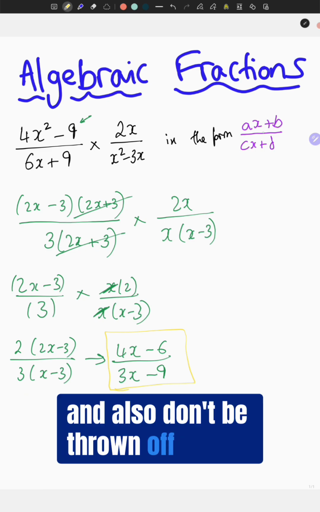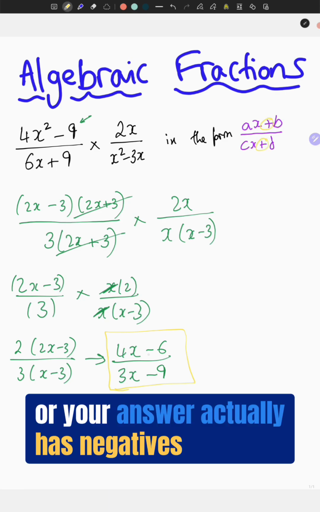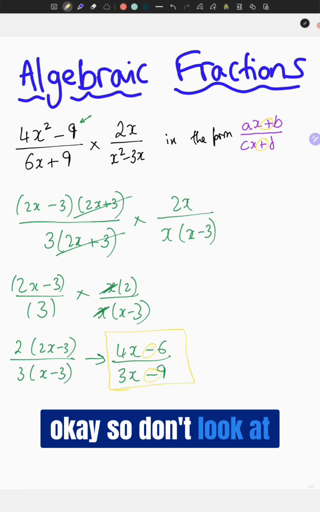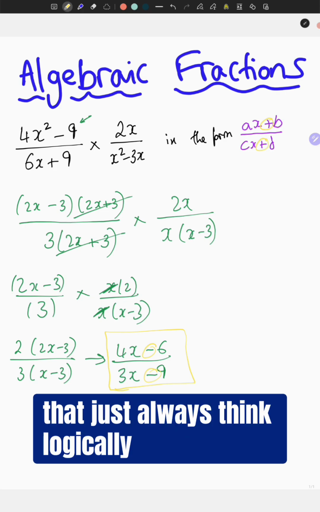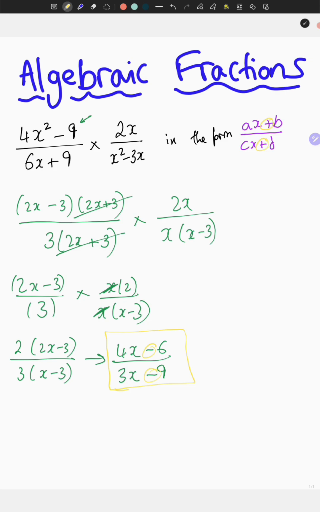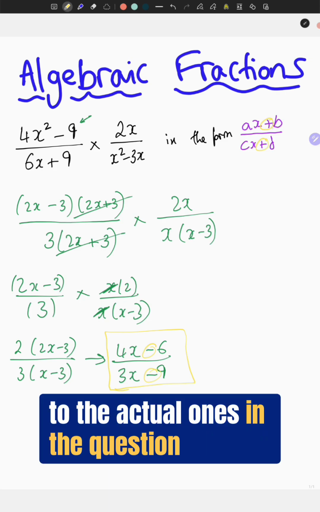Also, don't be thrown off if there's a plus sign over here in the actual question, but your answer actually has negatives. That's just there to throw you off. So don't look at that. Just always think logically. If you've reached the correct answer and you've done it step by step, you should be okay. These signs can be different to the actual ones in the question.